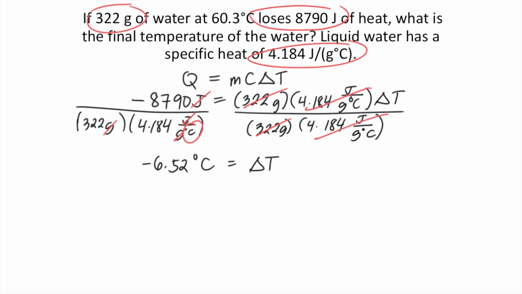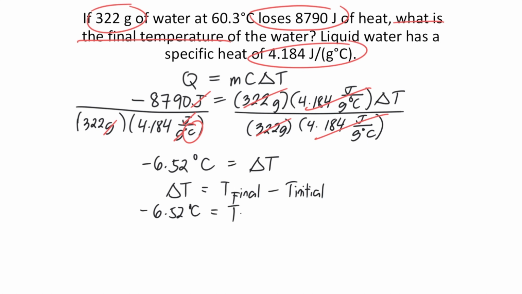But this is not yet the final answer, because if you read the problem, it says here, what is the final temperature? So it doesn't ask for the change in temperature, it's asking for the final temperature. And we know that delta T is equal to the final temperature, or T final, minus the initial temperature, or T initial. So we already know what delta T is. That's negative 6.52 degrees Celsius.